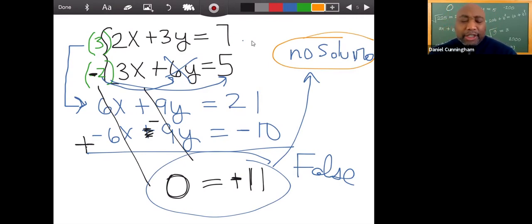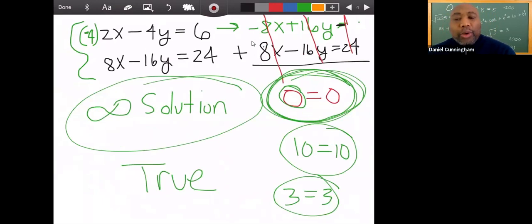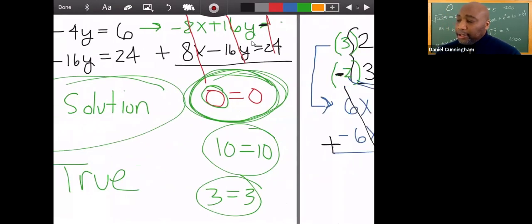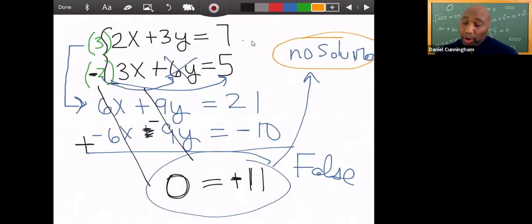Whenever you have something like 0 equals 3 or 0 equals 4 or 0 equals a -17, that's false, and that means there's no solution. Unlike the one we did previously, it said 0 equals 0, which is true. Therefore, we have infinite solutions. In this case, this is false. We have no solution. So this would be an example of parallel lines that we have looked at in the past if we had to graph.